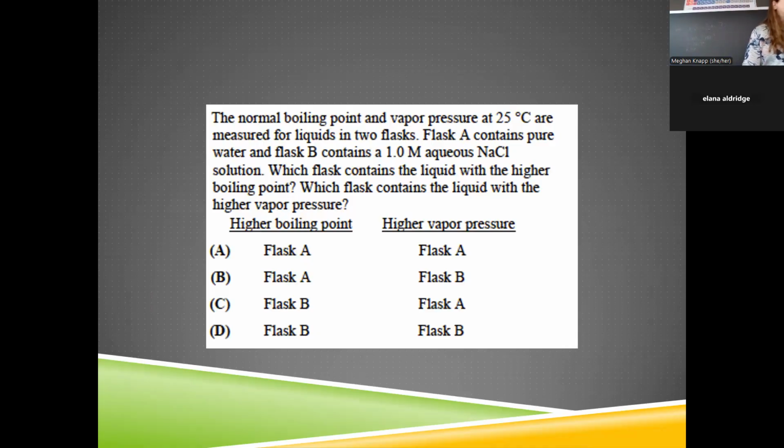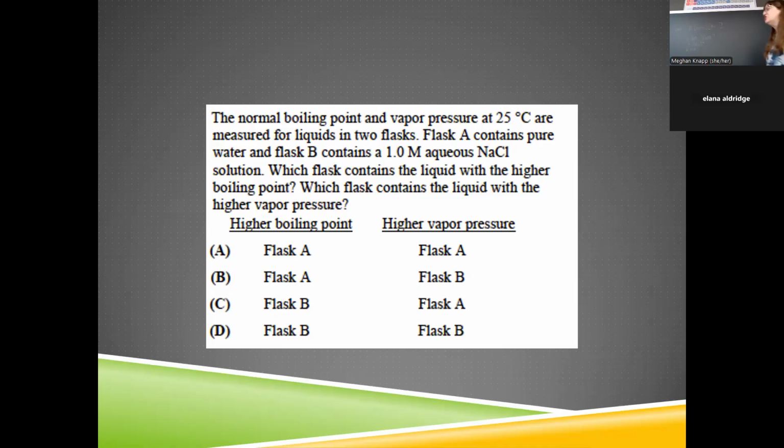Okay, so one last question here for review. The normal boiling point and vapor pressure at 25 degrees Celsius are measured for liquids in two flasks. Flask A contains pure water. Flask B contains a 1 molar aqueous sodium chloride solution. Which flask contains the liquid with the higher boiling point, and which flask has the higher vapor pressure?